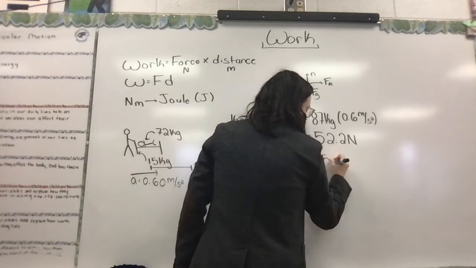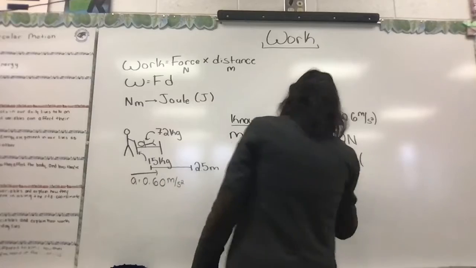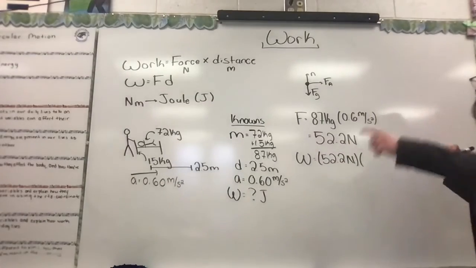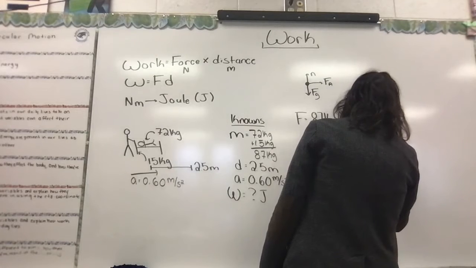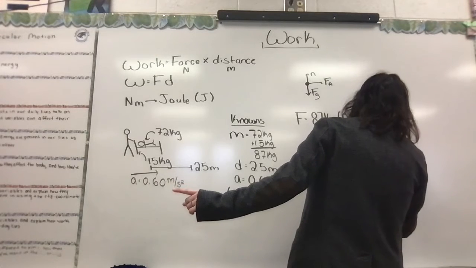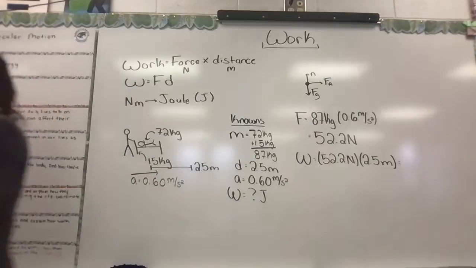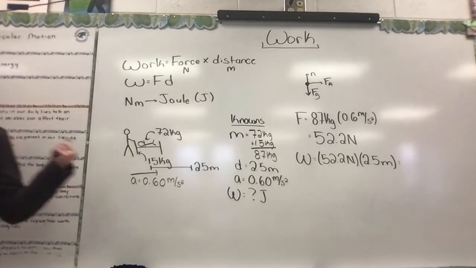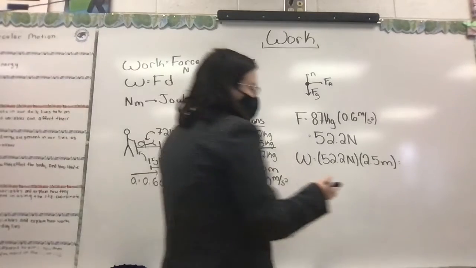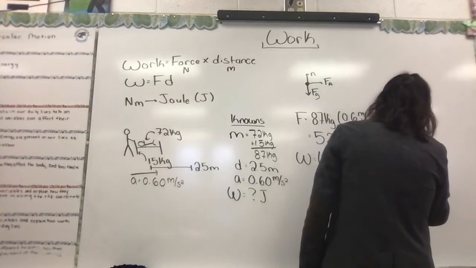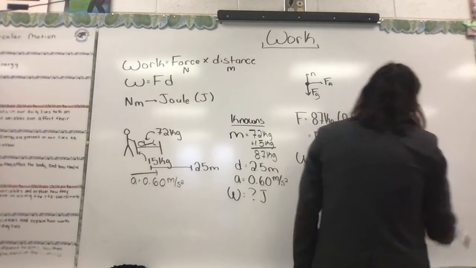Okay, so now to solve for work, we're going to want to take that force we just found of 52.2 newtons, and what are we going to multiply it by? What's our distance? 2.5 meters. 0.6 is the acceleration. Okay, so when we take 52.2 and multiply it by 2.5, what do we get? You say 130.5? I like the sound of that. What are the units on it, though?